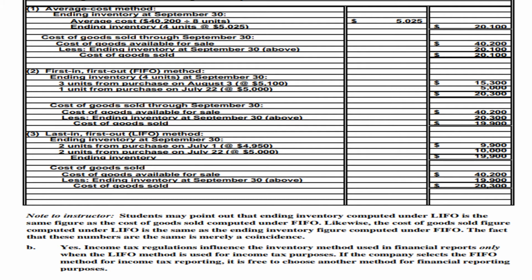Now the B part, we have the question. For that, yes, the income tax regulation influences the inventory method used in financial reporting only when the LIFO method is used for income tax purposes, because when the LIFO method is used we have the highest cost, and if a company selects the FIFO method for income tax reporting, it is free to choose another method for financial reporting purposes. So that's the main reason.